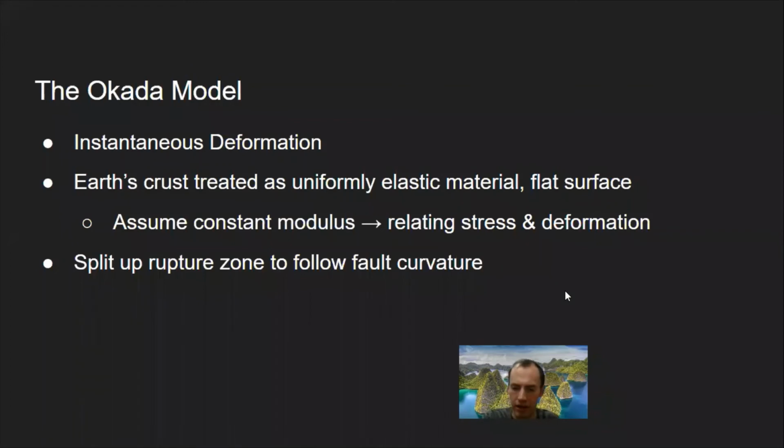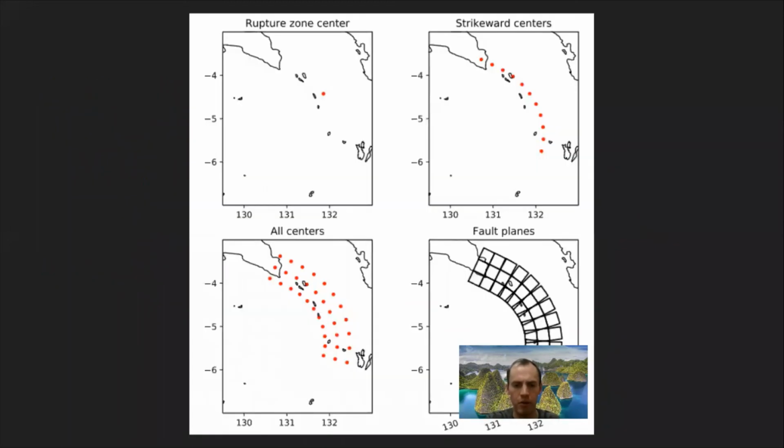Another thing that we're going to do with this model is allow our rupture zone to be split up in order to follow the fault's curvature. I'll show you what we mean by that, because most faults are not perfectly straight. If they were, we could model it as a single rectangle: we have a rupture zone of this length, this width, at this angle, and we want to model what happens to the ocean seafloor when it slips this much, or when we get this much deformation from that rupture.